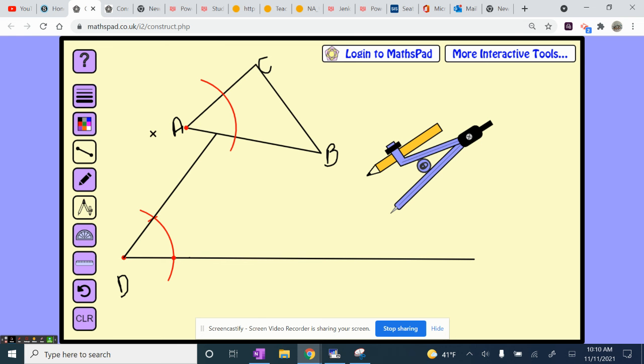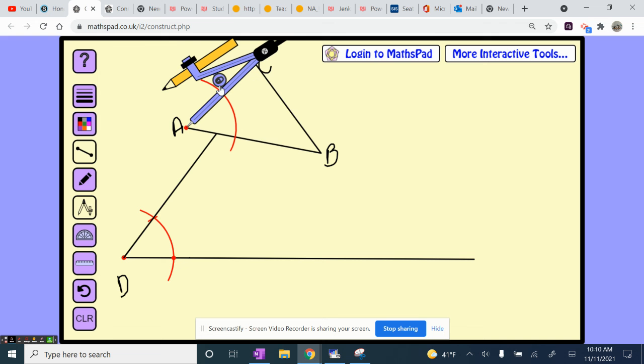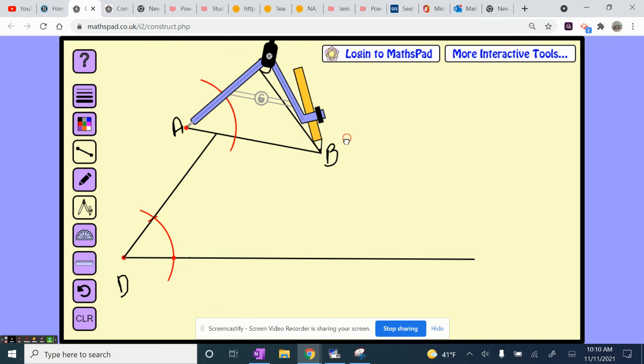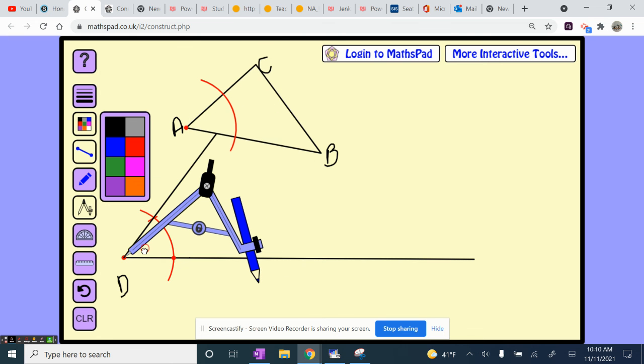We're actually going to construct side DB. So I'm going to put the needle on A. I'm going to unlock the compass, and I'm going to move it, and I'm going to put it on the B. And then I'm going to lock the compass. I'm going to change it to azul for blue. And then I'm going to come down here, and then, or in French, bleu.